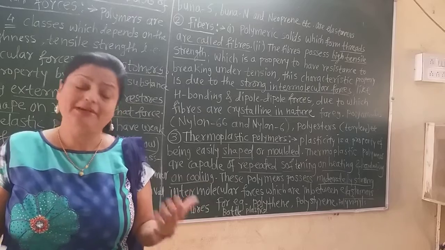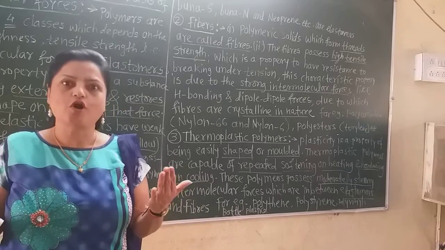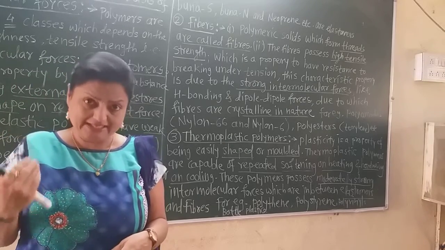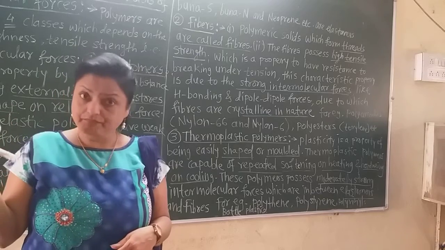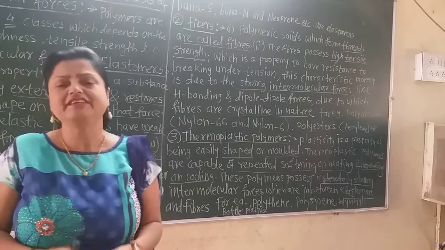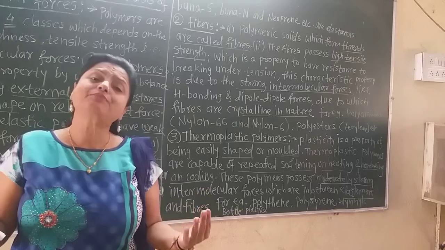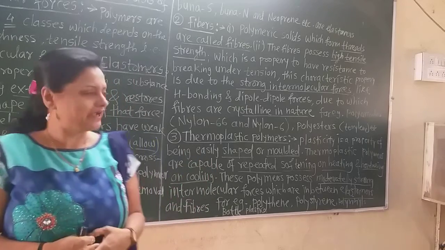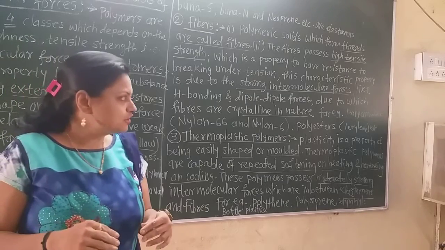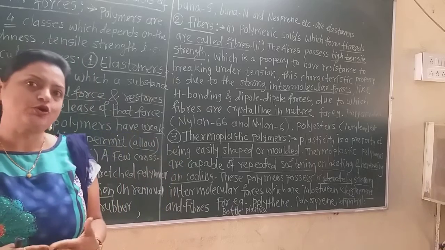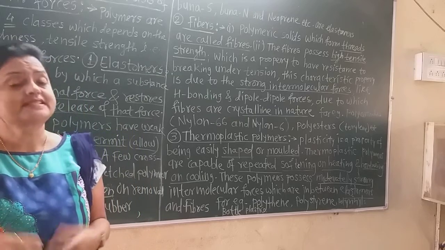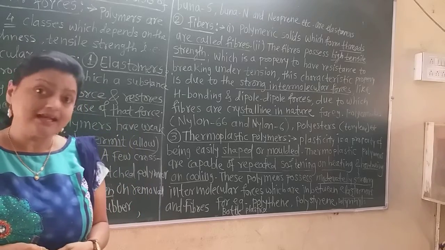Both are polyamide fibers, that means there is the amide linkage, C double bond O NH linkage. This type of linkage is called the amide linkage, and there are so many amide linkages, so these fibers or polymers are called polyamide fibers. Another example of a fiber is polyester, also called terylene, or in USA it is called dacron, from which textiles, clothes, and different types of trousers can be prepared.